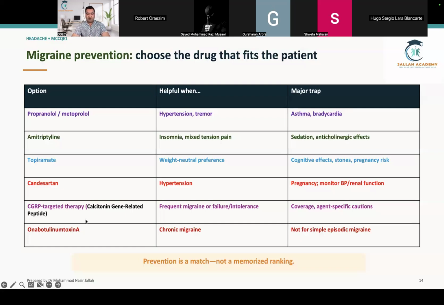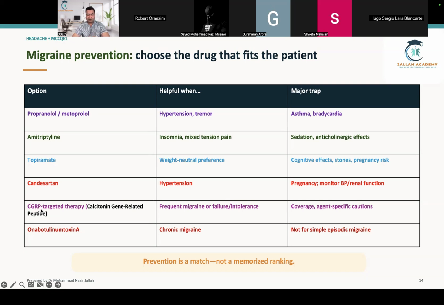Calcium channel blocker, if somebody has hypertension and migraine that requires preventive treatment. So calcium channel blocker would be the best choice, but if the patient is pregnant, then no.